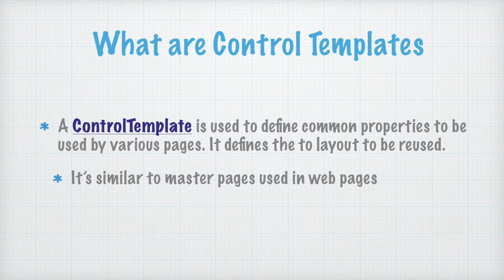So what is a control template and why are we using them? A control template is used to define the common properties to be used by the various pages. Basically, this is more concerned about the layout. If you have a web background, you might have done master pages, where you can define the header and footer in one place for all of the pages, and then throughout the rest of the pages you just inherit from that master page. I think that is the simplest way to explain that.